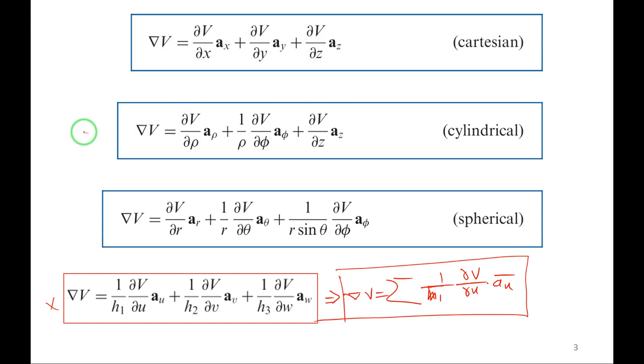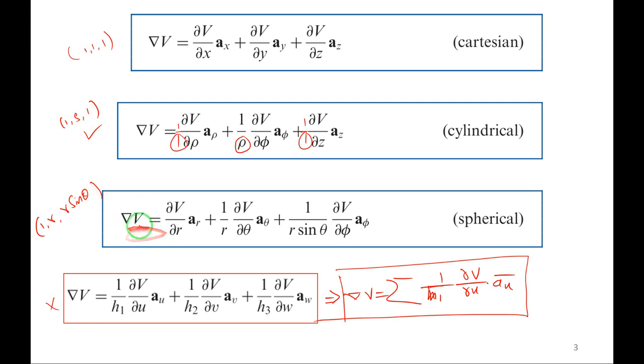The gradient of a scalar point function is a vector, so Ax, Ay, Az come into the picture. Similarly, how to write in cylindrical? Just observe: dou V by dou rho into A rho, dou V by dou phi into A phi, dou V by dou z into Az. What are the scale factors? 1, rho, 1. These are the scale factors in the denominator. In Cartesian the scale factors are 1, 1, 1 (H1, H2, H3). In cylindrical they are 1, rho, 1. In spherical they are 1, r, r sin theta.